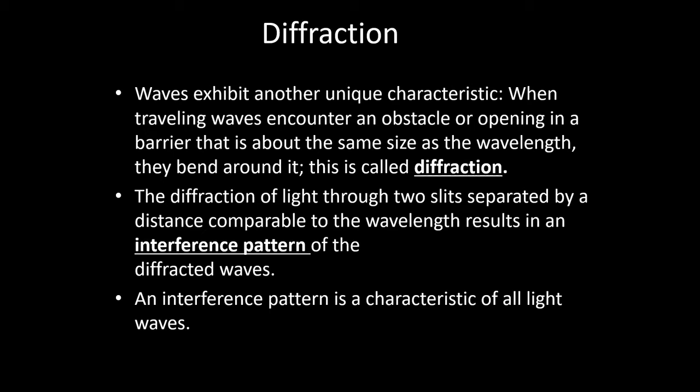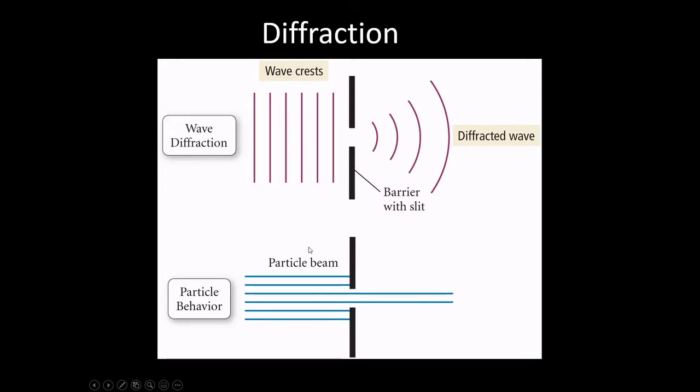Light is able to diffract through two slits that are separated by a distance comparable to the wavelength, and when it does this, we get what's called an interference pattern out the other side of those two slits. And this is something that only light is able to do. Well, I shouldn't say only light, only waves are able to do this. Any kind of wave can diffract through a slit, and then out the other side you get more waves, but they come out of that slit in this kind of cone-shaped pattern. And this is true for any wave.